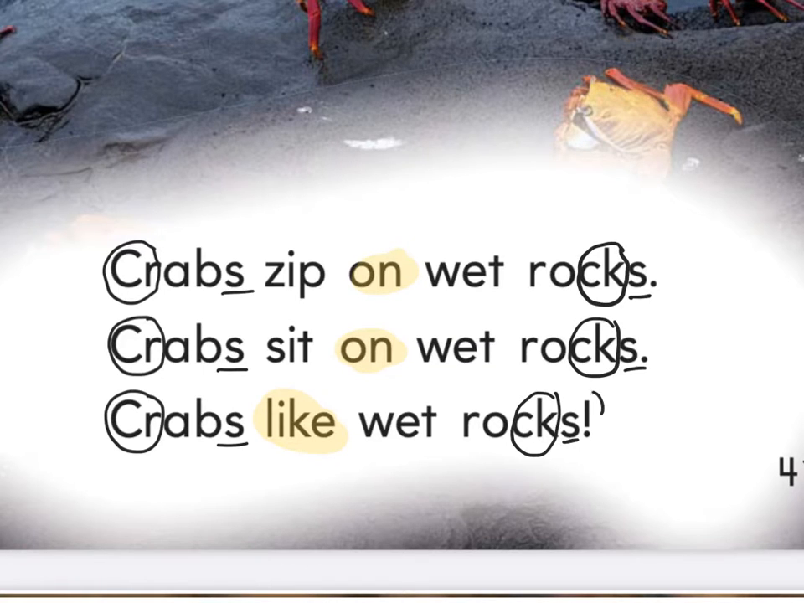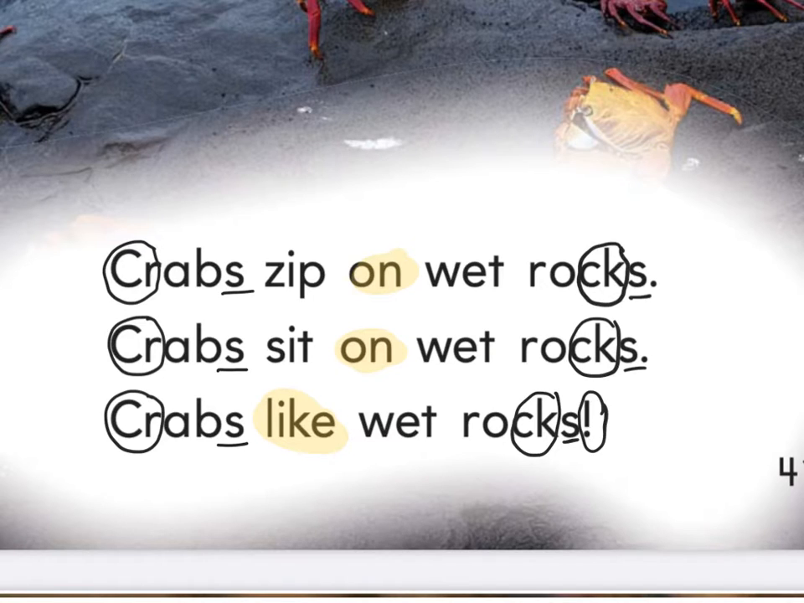There is an exclamation mark. Good. What does S-I-T spell? Sit. And you guys already told me this is wet. So we have crabs, zip, wet, and rocks. And then this word is sit. Wet rocks again, okay? So this one's pretty easy to read. Go ahead and push pause and practice reading this one 2 or 3 times, and then we'll come back and read together. Okay, let's read together.